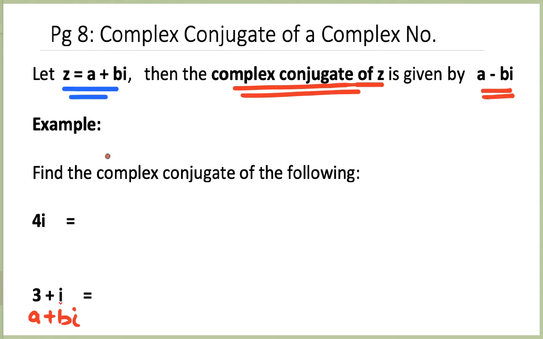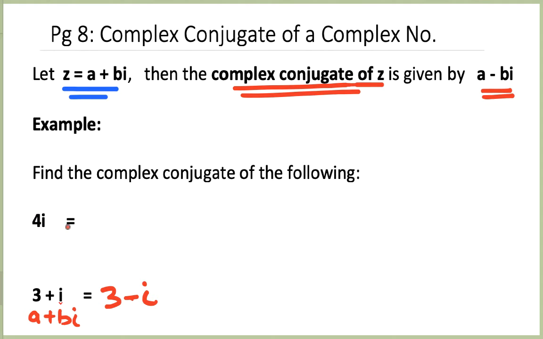So a, when you look at the complex conjugate, the one part which has no i next to it remains the same. So this is 3. And b here is 1. So the complex conjugate has minus i. So the complex conjugate of 3 plus i is 3 minus i.